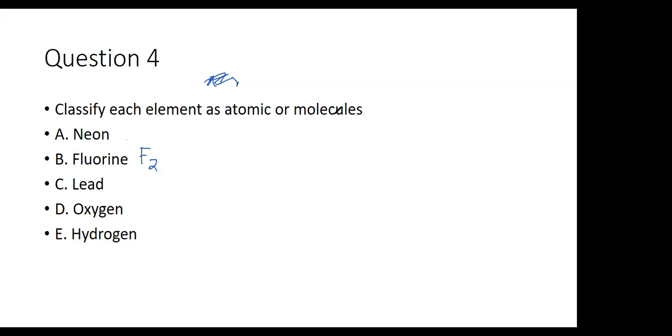So any questions about that idea, when you would find an element as a molecule by itself or atomic by itself? It really just goes back to the last slide, those special exceptions that are diatomic. All right. So let's go on to today's lecture then. Let me pull that up.